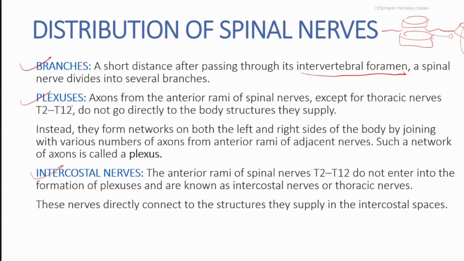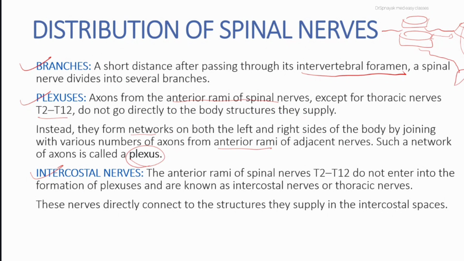The second is plexus. Axons from the anterior rami of spinal nerves, except for the thoracic nerves T2 to T12, do not go directly to the body structures they supply. So not all nerves directly exit the intervertebral foramen and connect to the organ. They might sometimes form networks on both the left and right sides of the body by joining with axons from the anterior rami of adjacent nerves. Such a network of axons is called a plexus.